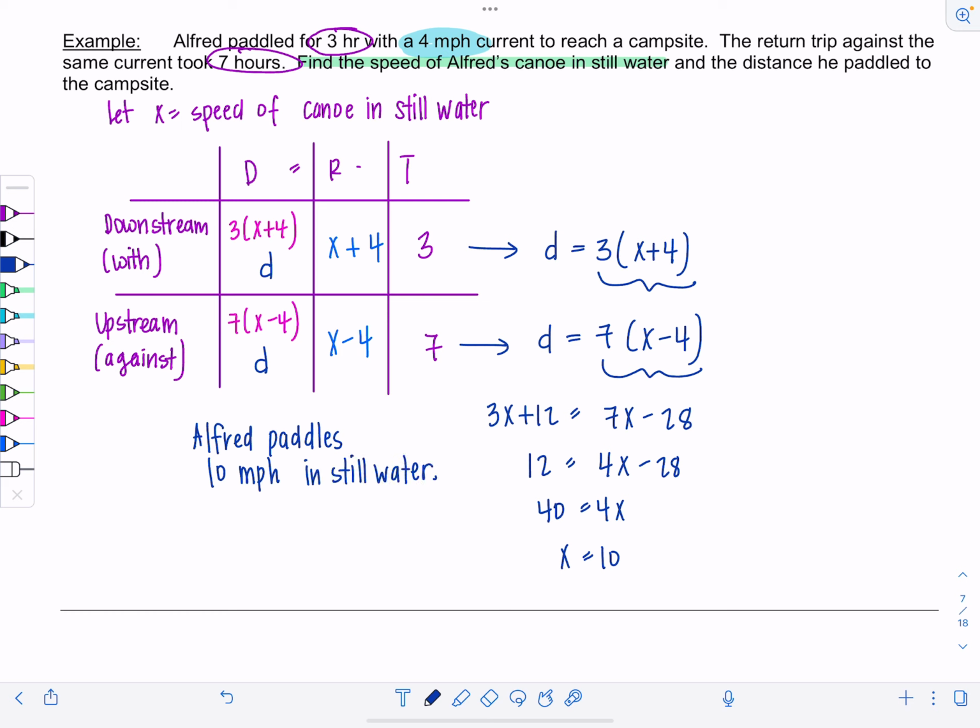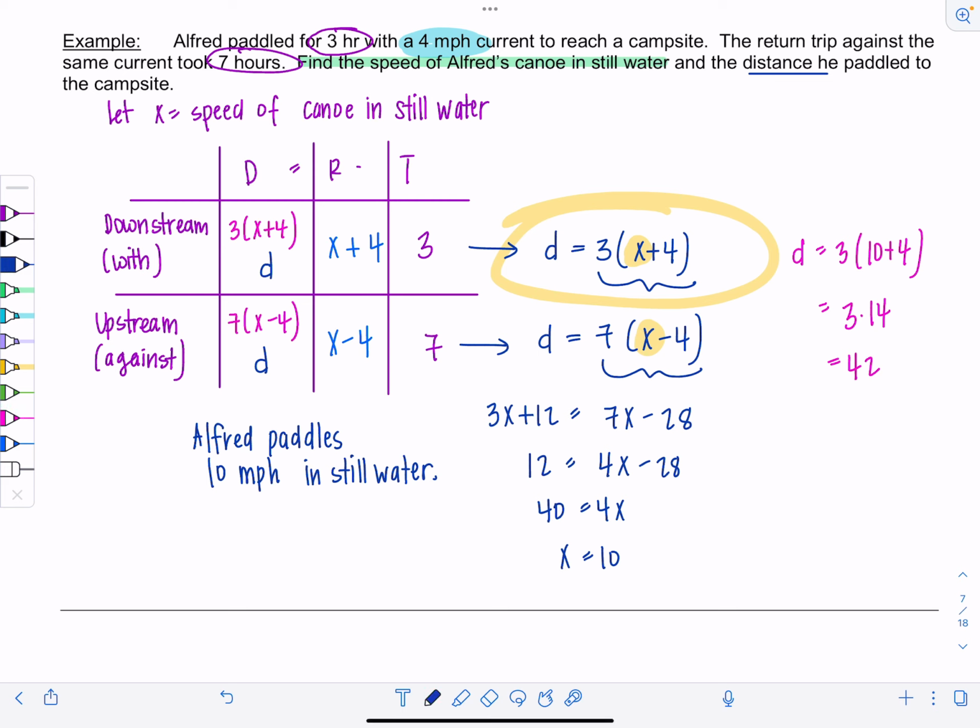Is that good? I don't know, I don't canoe. And then they also asked what's the distance that he paddled to the campsite. So you can plug in 10 for x either here or here to get the distance. Let's just do the top equation. So the distance is going to be 3 times 10 plus 4, so 3 times 14, which is going to be 42 miles. So he camped 42 miles away.